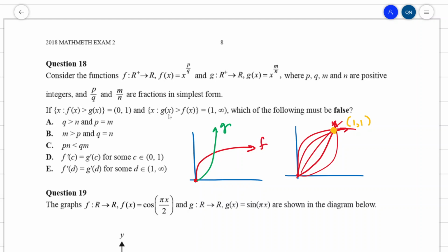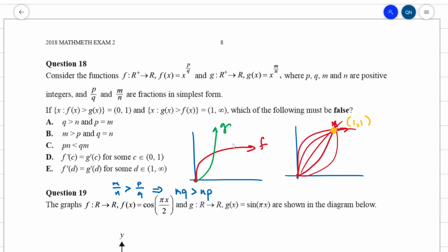Okay, and the opposite holds on the interval 1 to infinity. So g is greater than f from 1 to infinity. Okay, so which of the following must be false? As we discussed before, the power of g must be greater than the power of f. Now, what's the power of g? The power of g is precisely m over n, and we require this to be greater than the power of f, which is p over q. So rearranging this gives us m times q is greater than n times p.